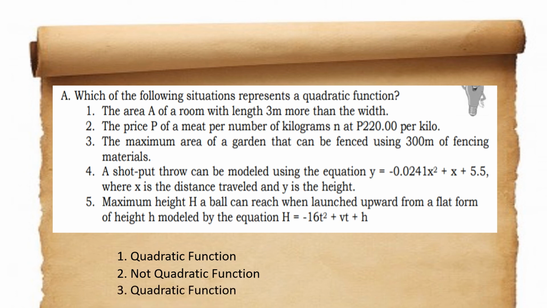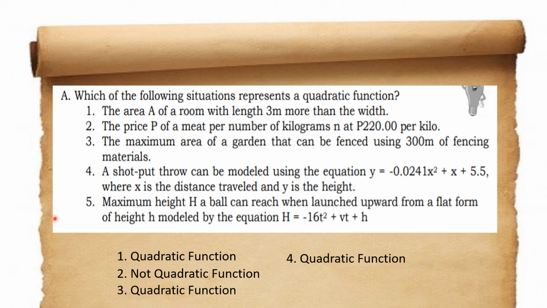Number 4, a shot put throw can be modeled using the equation y is equal to negative 0.0241 x squared plus x plus 5.5, where x is the distance traveled and y is the height. Okay, so it is obvious. You have here second degree. There, in the first term of the trinomial. So, this is quadratic function. You have here y and x. So, it involves two variables.